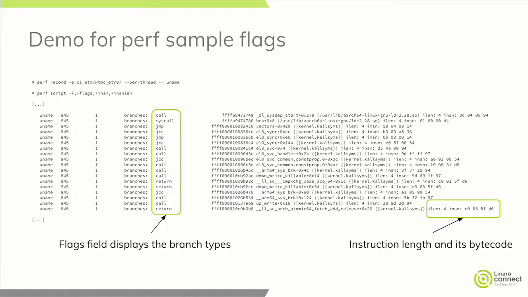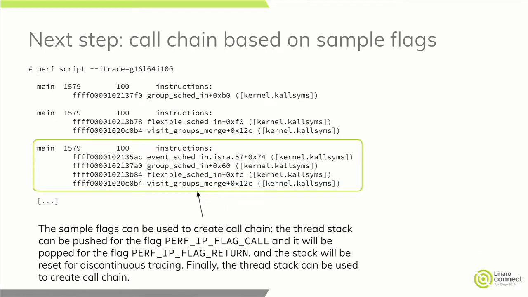This is one example for the Perf sample flags. This column prints out the labels showing what type of branch it is. And at the tail of every row, there is some information about the instruction length and the bytecode. The Perf sample flags are just the raw information, not how we can use this raw information. So if we move forward, we need to create the call chain.